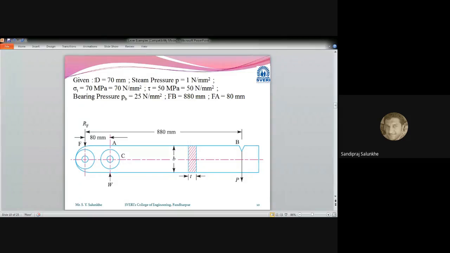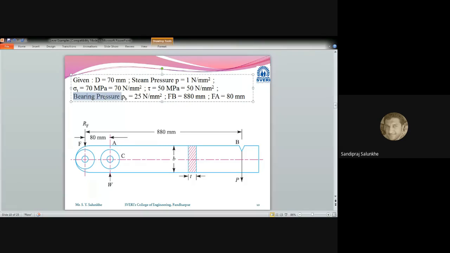Now the given data of the problem is the diameter of safety valve, which we have denoted as capital D, and it is 70 millimeter. Then steam pressure, which we have denoted later by P, is 1 Newton per millimeter square. The allowable sigma T is 70 megapascal, that is 70 Newton per mm square. Allowable shear stress is 50 megapascal, which is equal to 50 Newton per millimeter square.